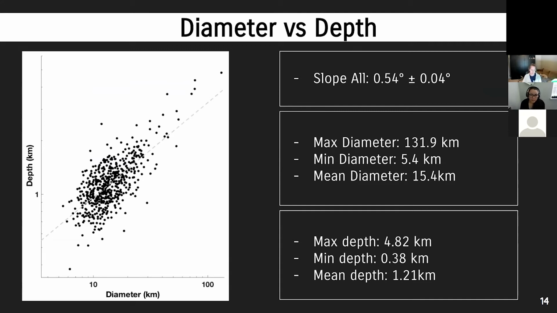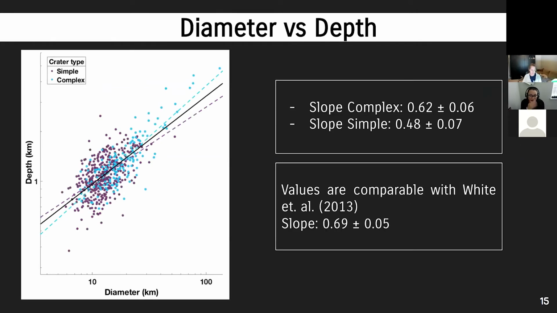We were expecting to see mostly complex craters here because of the transition that was recorded by White et al. as happening at around 5 kilometers. But we actually saw a pretty even amount of craters categorized as simple and complex, as we see in this plot. We also got the slope for the complex and simple craters, and to verify our results, we compared them with White et al., and we saw that we had comparable results.